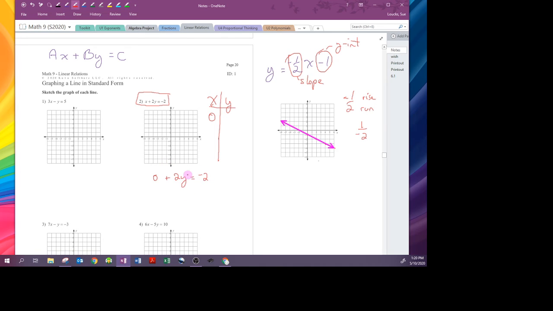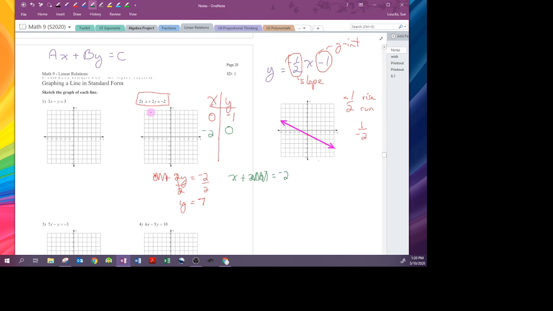Then I need to solve that equation, but usually it's fairly easy because this just goes away. So I'm going to divide that by 2, divide that by 2. I get y equals -1. So when x is 0, y is -1. Then I do it the other way, where I make y 0, and I solve for x. So this becomes x plus 2 times 0 equals -2. 2 times 0 is just 0, and I'm left with x equals -2. So when x equals -2, y is 0.